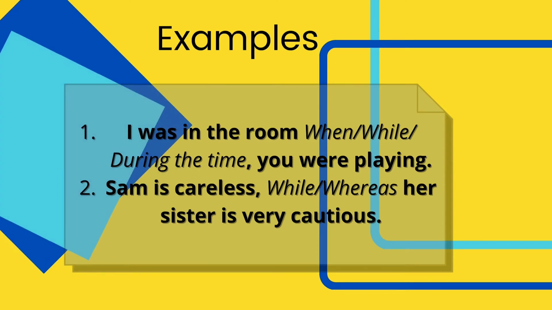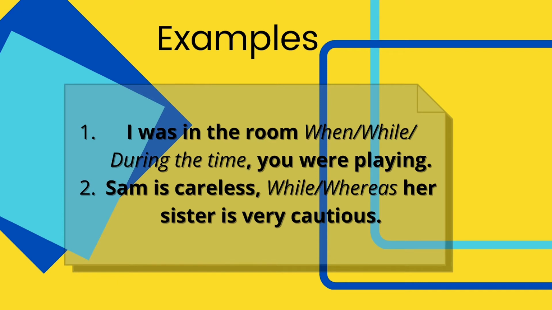Example 1. I was in the room while you were playing. In this particular situation, while is used for describing a particular time. At that time, the first person was in the room and the second person was playing.